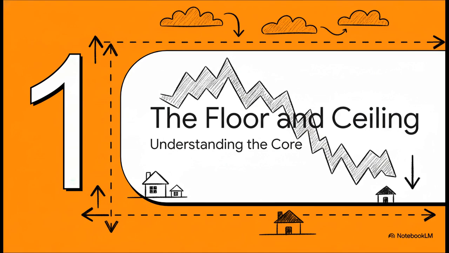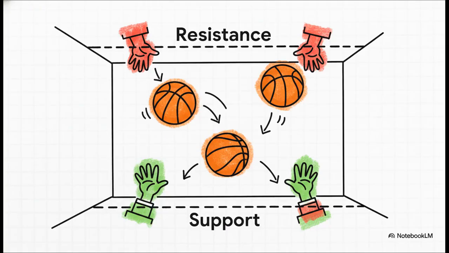So let's start at the beginning, the floor and the ceiling. We're going to cut through the jargon and get right to the heart of what is really happening on the chart. The easiest way to think about it is like this. Imagine you're in a room with a basketball. The floor that the ball bounces up from, that's your support.